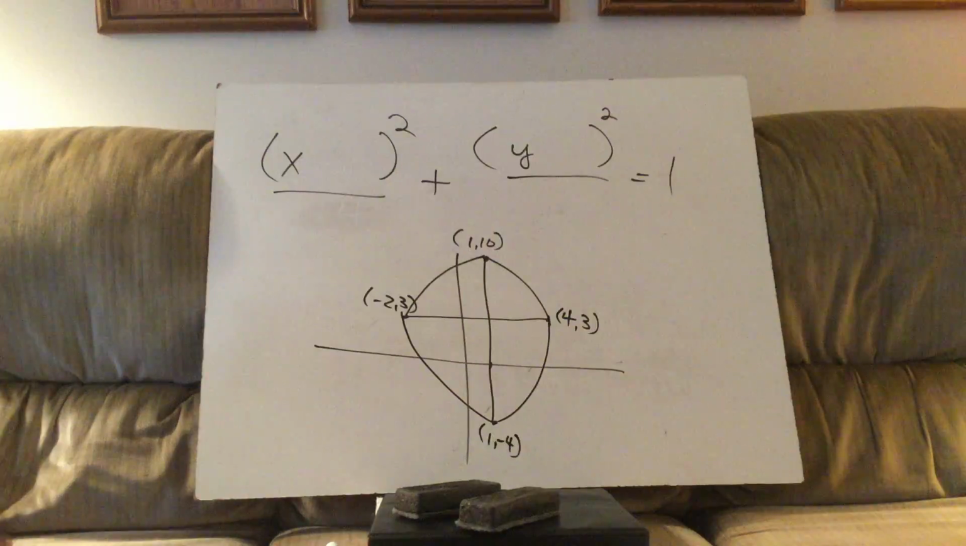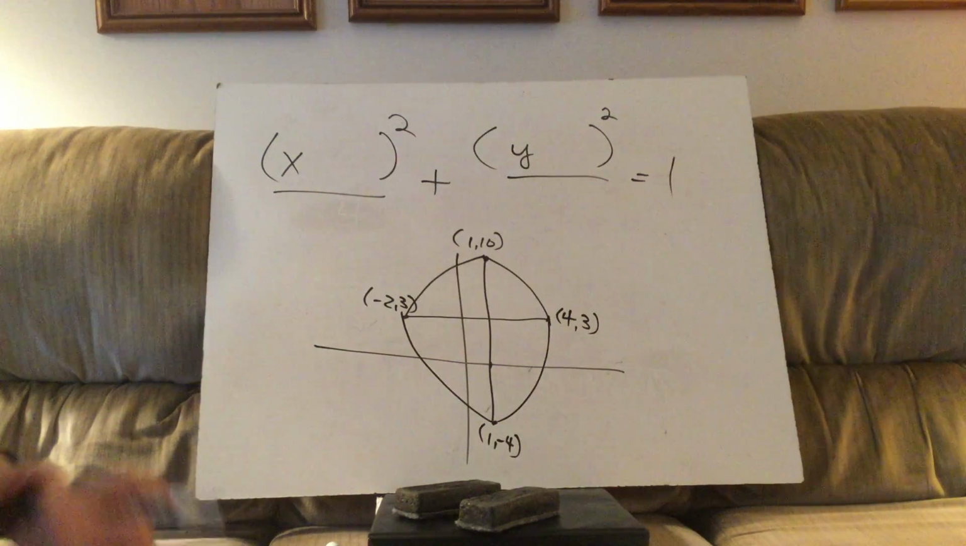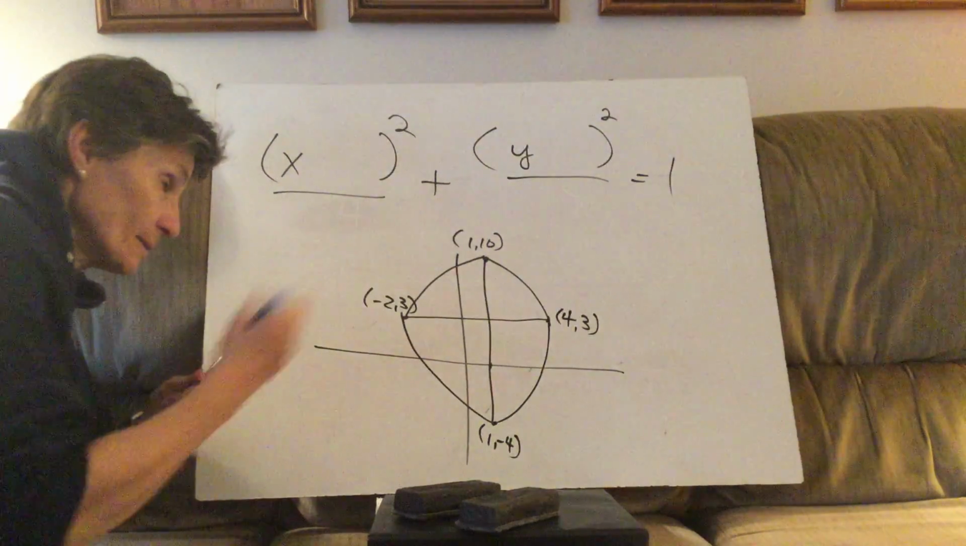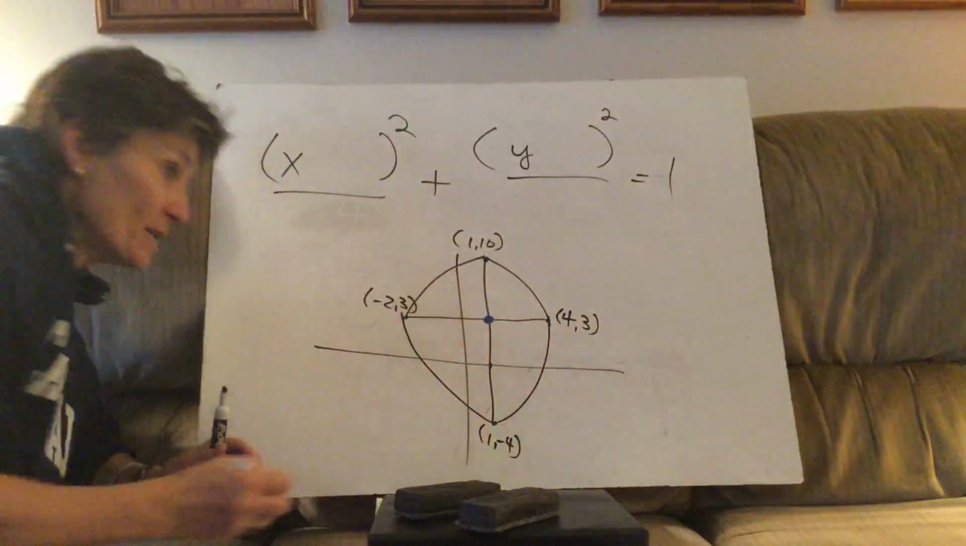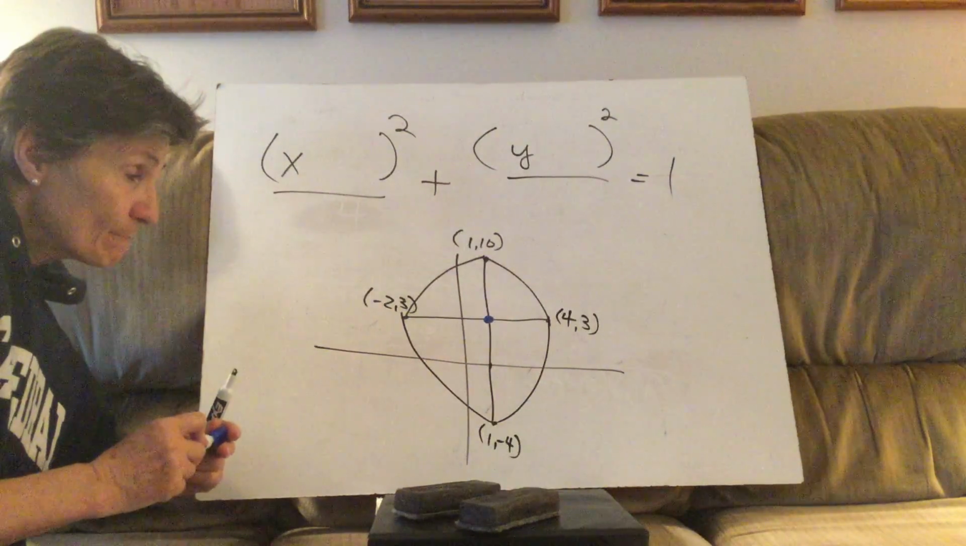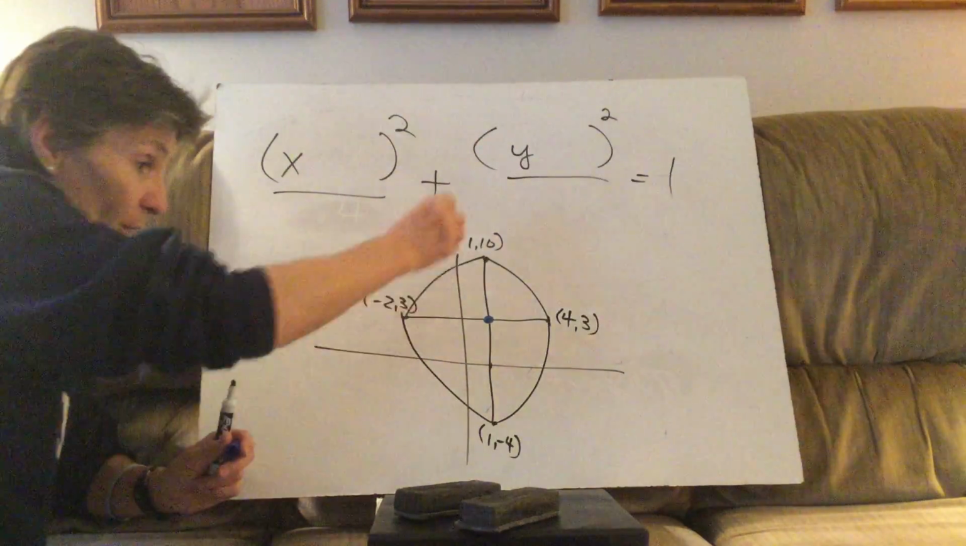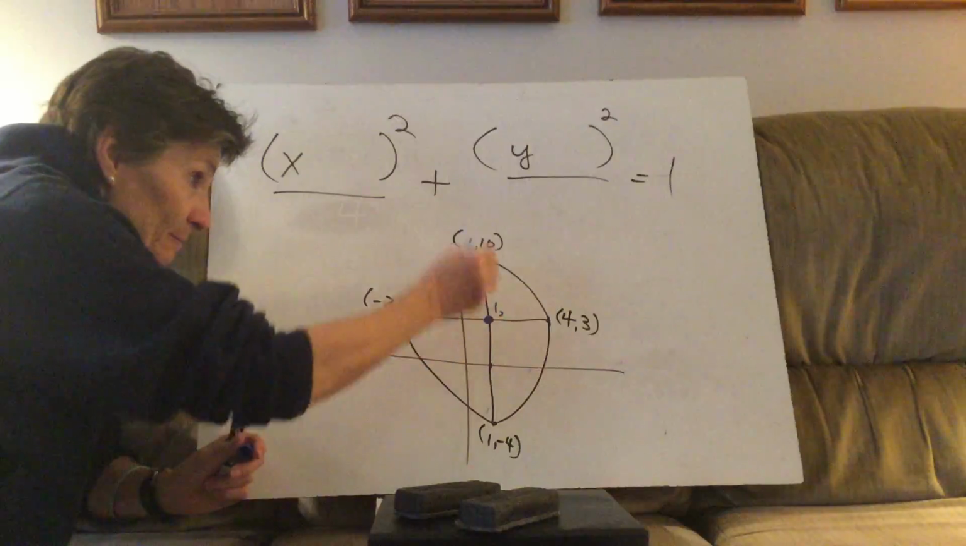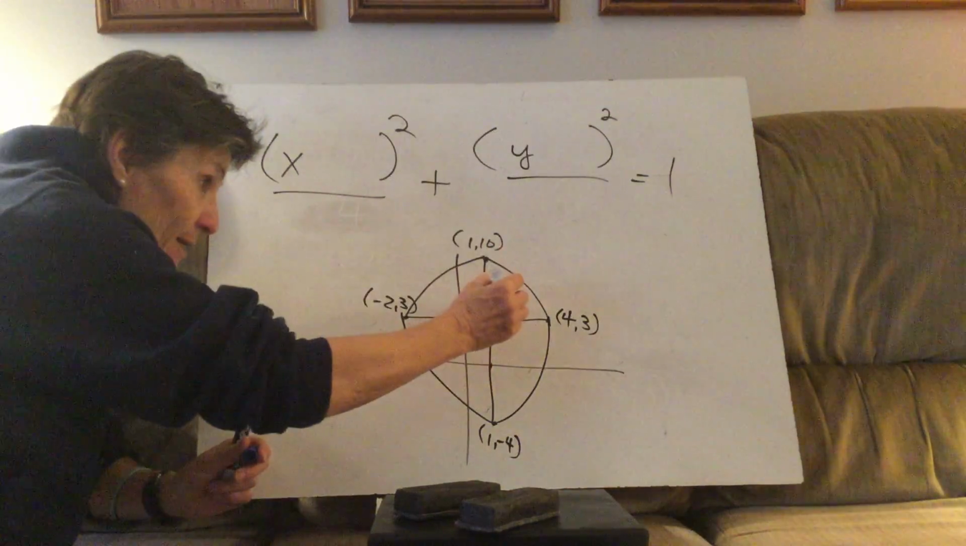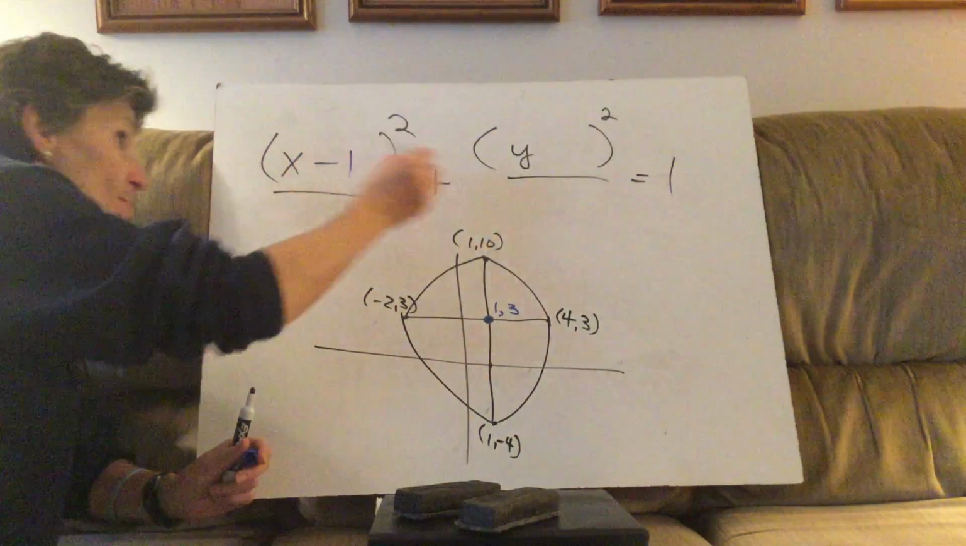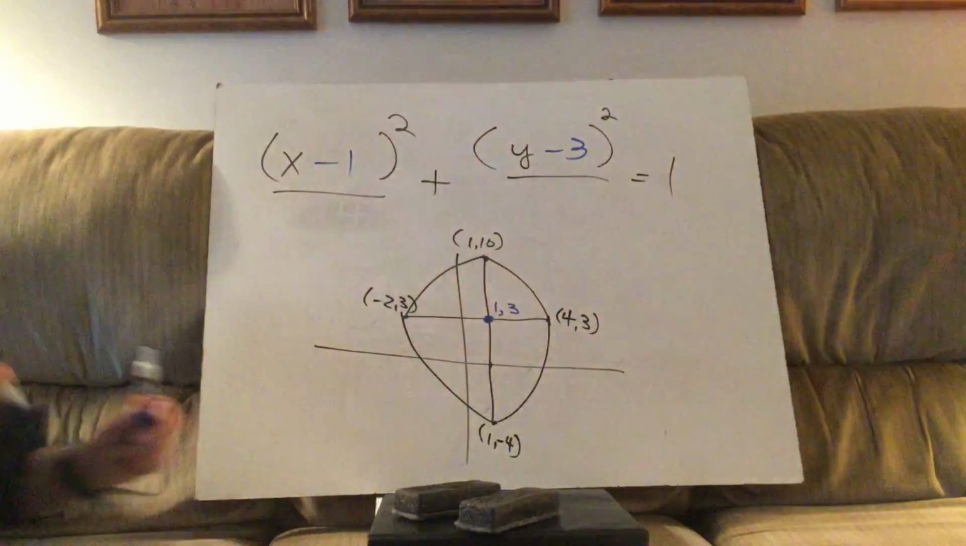Now, can I get a center out of that? Well, I think you can quite easily. It's right here. The center is where the major and the minor axis intersect. So that would be the point where x is 1 and y is 3. So x minus 1, y minus 3.